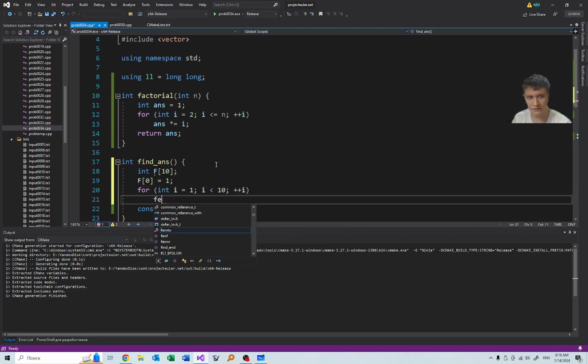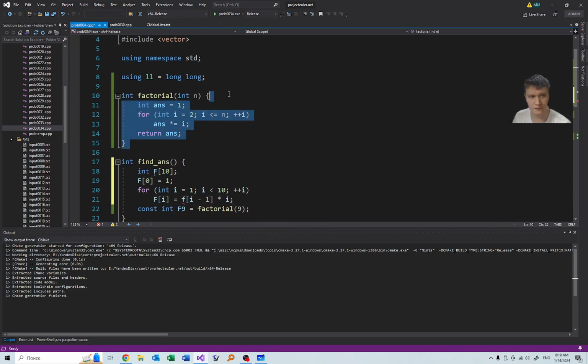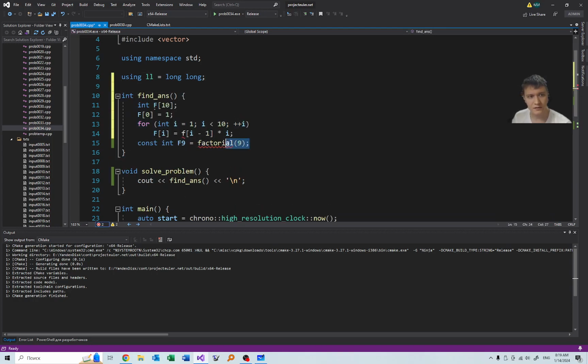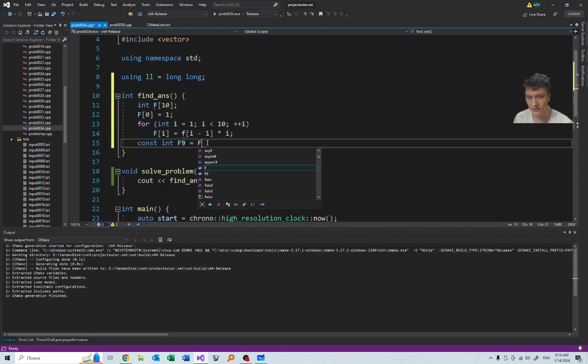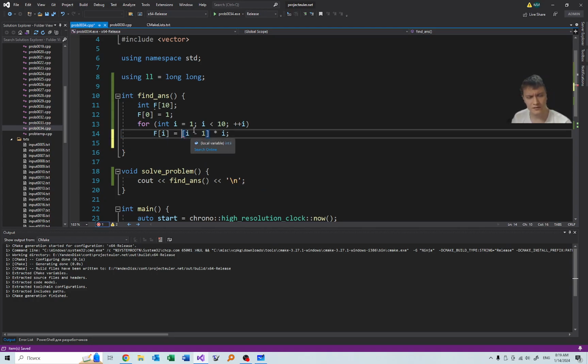Let's pre-calculate all factorials. We say that f[i] equals f[i-1] times i. So actually we don't need this function. This is redundant. And now we say that it is simply f[9]. And we don't want this constant now.